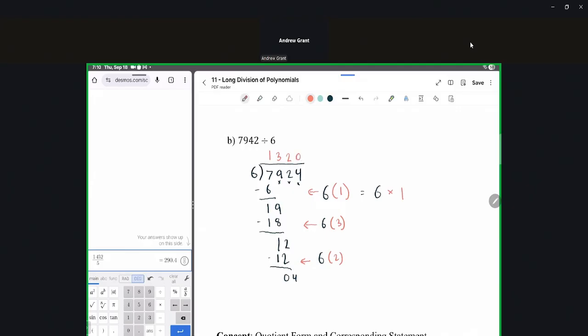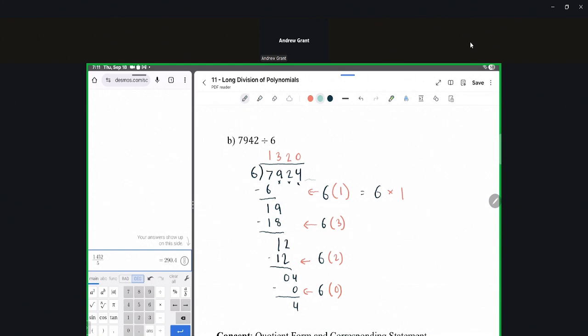So on this line, we're going to write 6 multiplied by 0. So 6 times 0 is 0. We minus these off. 4 minus 0 is just 4. And we have run out of numbers here, which is great.